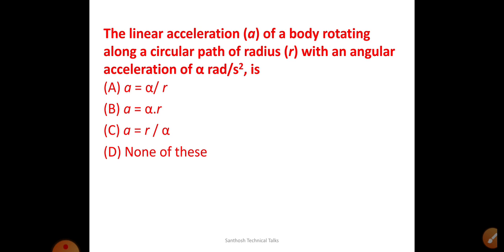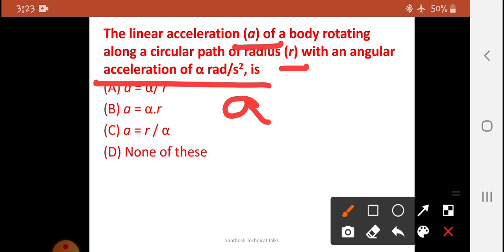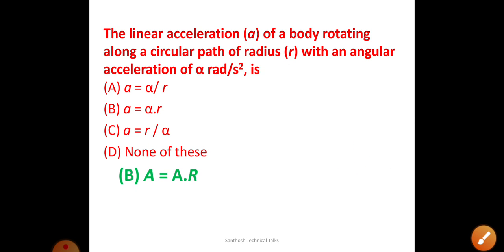Next, the linear acceleration of the body is a, along a circular path of radius r with the angular acceleration alpha, then the relationship is a is equal to r alpha, or we can say alpha times r. Therefore option B is the correct answer.